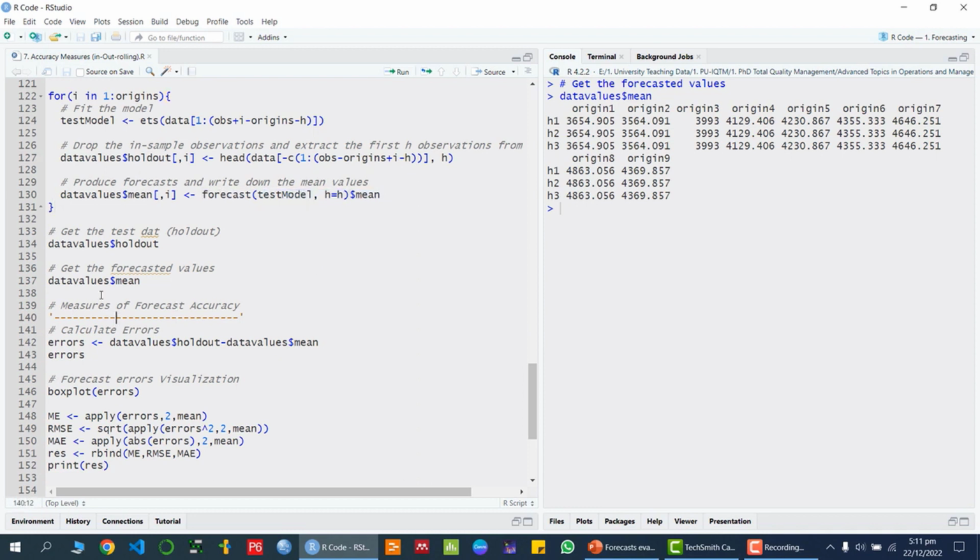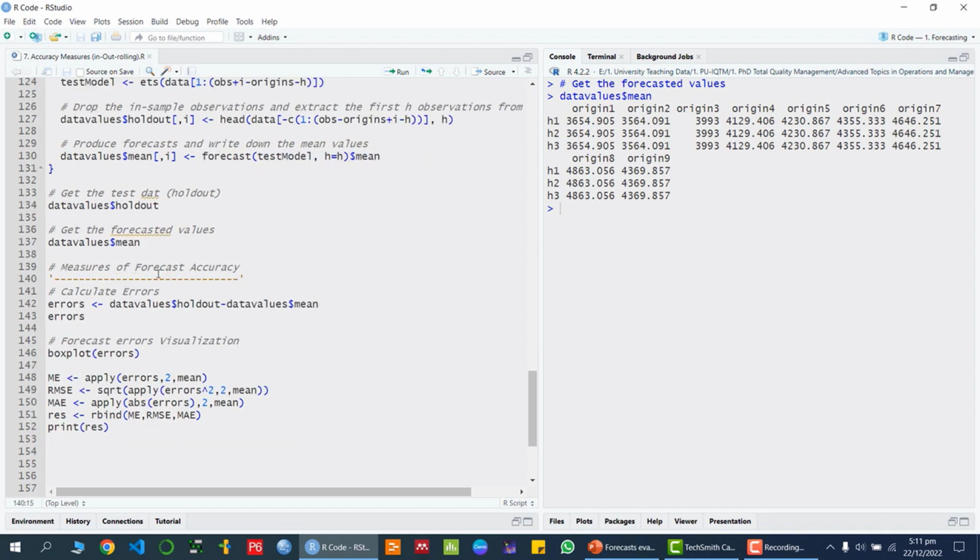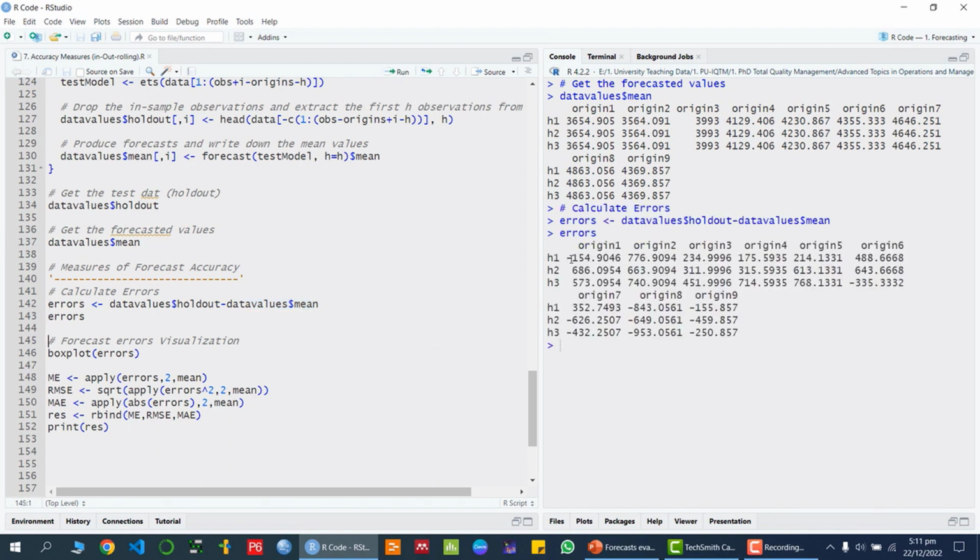Now, in order to calculate the measures of accuracy, I am calculating the errors. So how can we do that? Data value dot holdout, that is the variable in which we have the holdout data set, minus data values dollar mean, the variable in which we have the predicted values. So that means the holdout value minus the predicted value. If I run this command, I can get the error value against every forecast horizon.